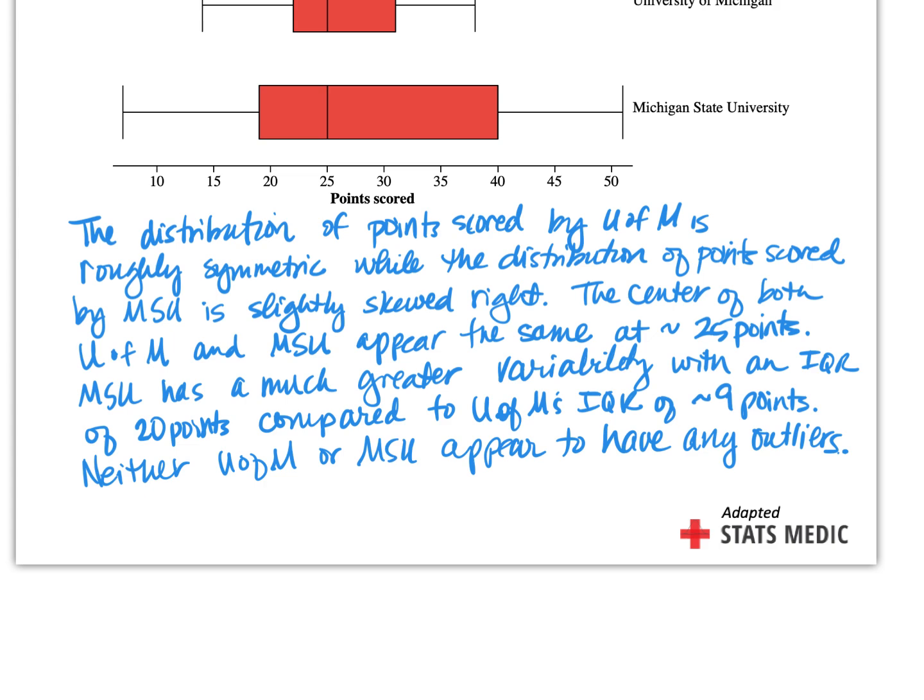So the center of both U of M and MSU appear the same at approximately 25 points. MSU has a much greater variability with an IQR of 20 points compared to U of M's IQR of approximately 9 points. So this little squiggly thing is a symbol for approximately, by the way. It's valid. You can use that. You're not docked for that. Okay? And then lastly, outliers. Neither U of M or MSU appear to have any outliers.